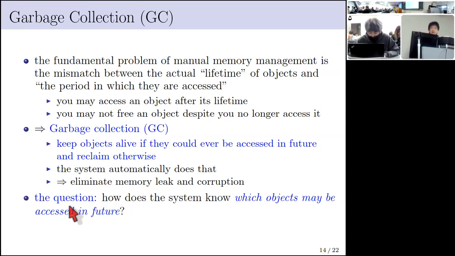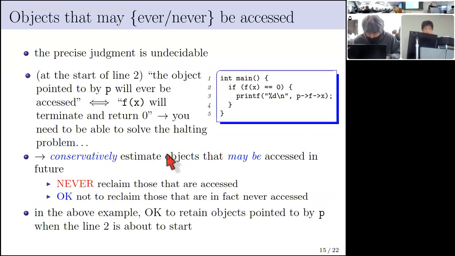So the essential question is, how does the system know which objects may be accessed in future? The system somehow has to know it, right? When the system tries to make this happen. So this is the fundamental question we have to think about.